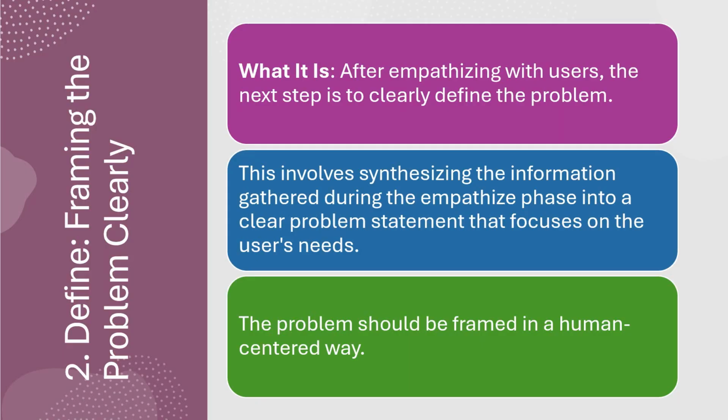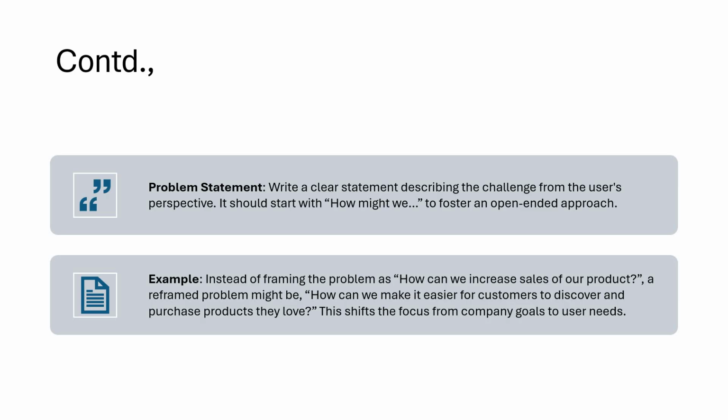Now, next, define, framing the problem correctly. After you show proper empathy, after empathizing with the users, the next step is to clearly define the problem. This involves synthesizing the information gathered during the empathy phase. You must have gone through a lot of analysis. You must have gone through surveys. You must have gone through multiple things, and all those would have given you a clear picture about what the problem statement is. Then you need to frame the problem statement very nicely in a human-centered way.